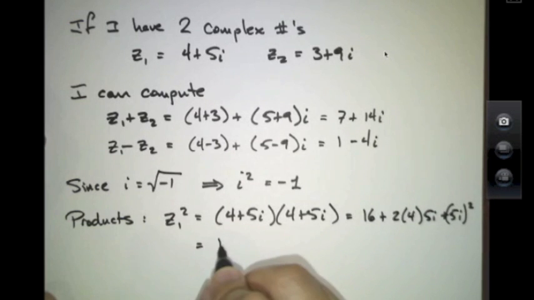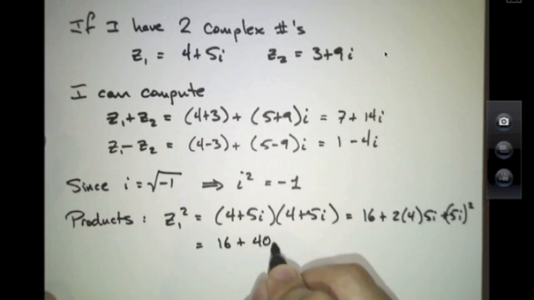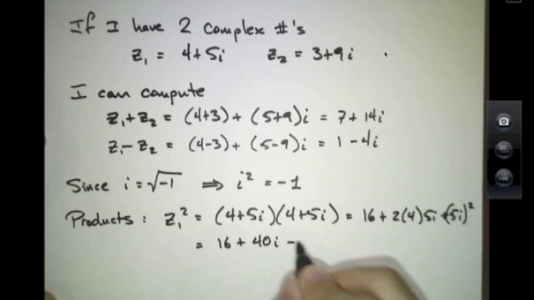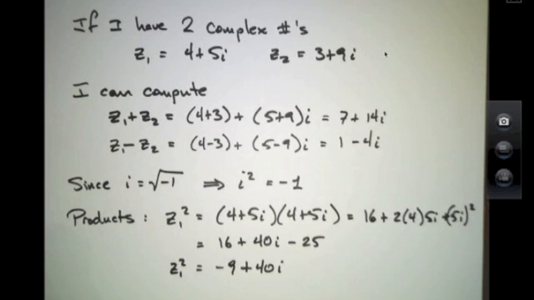Well, that's 16 plus 40i minus 25. That comes from the fact that i squared is minus 1. So in fact, this equals minus 9 plus 40i. And if you're used to the idea that the square of a number is positive, we have to let go of that here, because here now the square of z came out to be not necessarily a positive number in any sense. It's still a complex number.